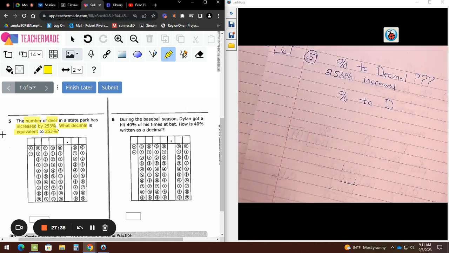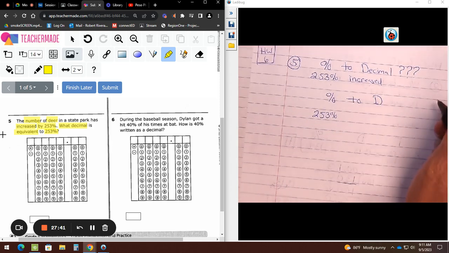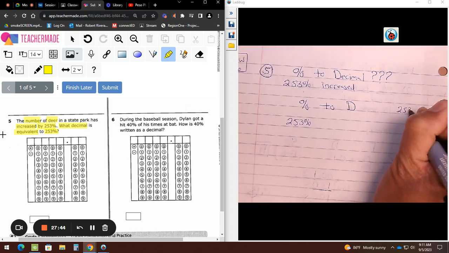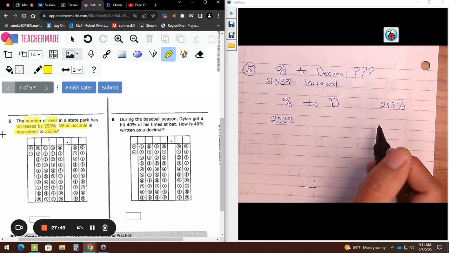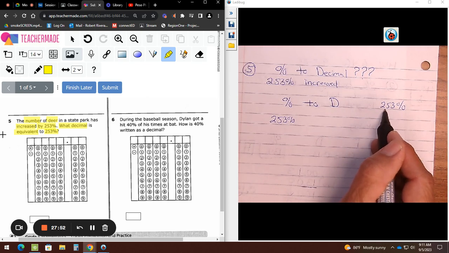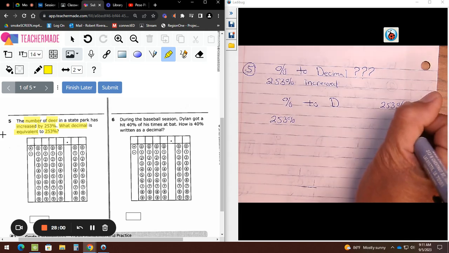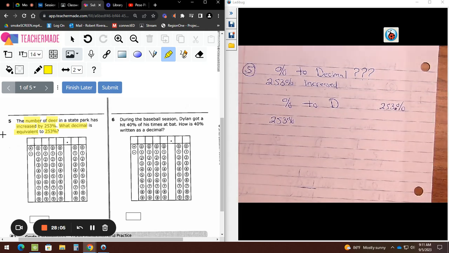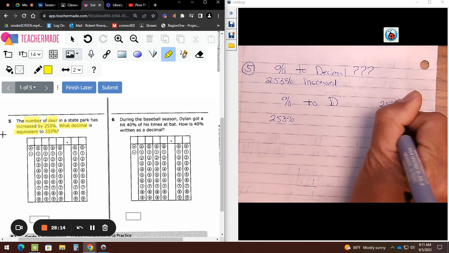So it's very easy, so let's go ahead and write it. 253%. I'm going to go to the side and do the work on the side. Tell me where to put the decimal, because there's no decimal right now. Do I put it here? No. Here? Yes. No, not yet. Here? No. Here? No. Here? Yes. It's right here. At this moment, the decimal is right there. Now we can move twice to the left. Because we're going from percent to decimal. So I'm going to go 1, 2.